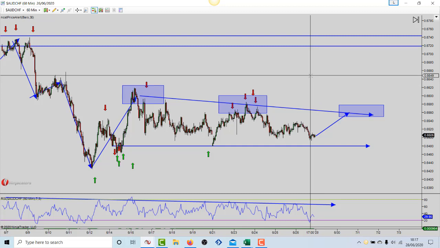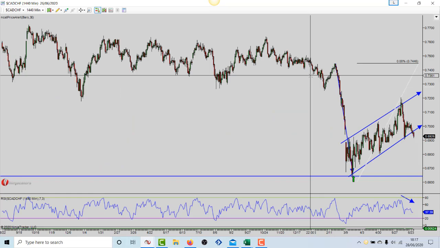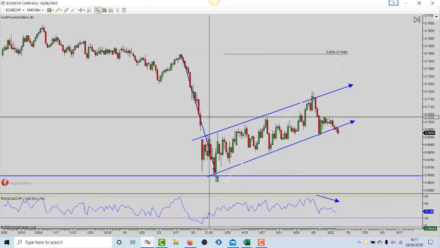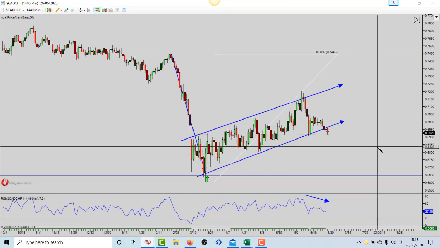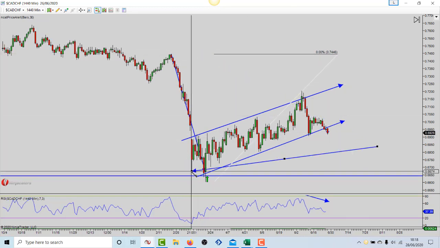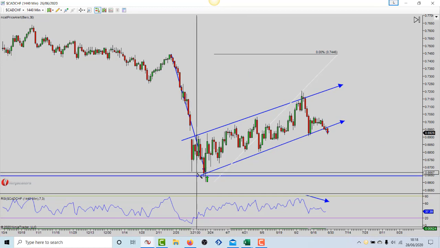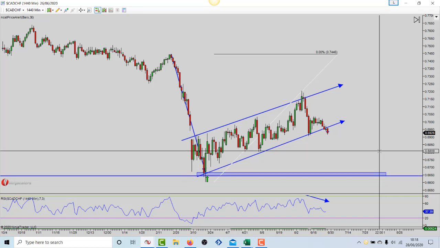Let's crack on to the CAD Swiss. Go out to the dailies. Okay, this is on the dailies, guys. We have a big breakout pattern, and for me, we have broken out. Look at this, guys, a breakout of this channel. Look at the directional move. You want to be conservative? If you want to be conservative, play for a retest of the lows here.